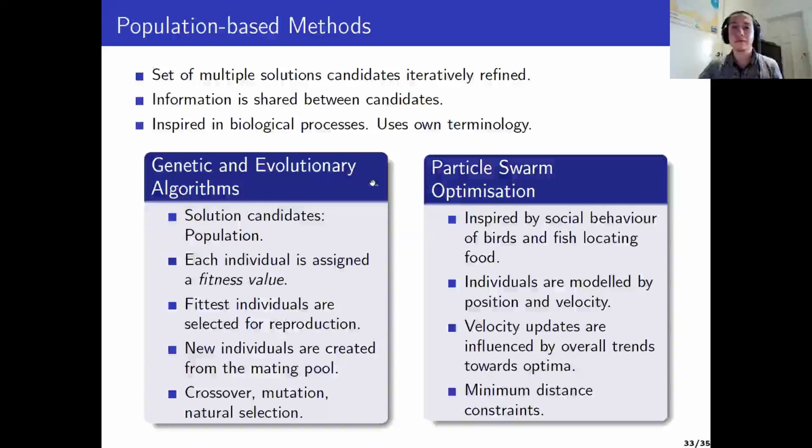Other algorithms that are within the population-based methods are the swarm intelligence algorithms. For example, the particle swarm optimization method that is inspired by the social behavior of a flock of birds or a school of fish locating food. So in this case, each individual that represents a feasible point is modeled by a position and a velocity, and the velocity updates are influenced by the overall trends towards optima, similar to how a flock of birds move together in the air. And they introduce minimum distance constraints between the individuals, and that allows us to avoid prematurely converging towards a local optimum.